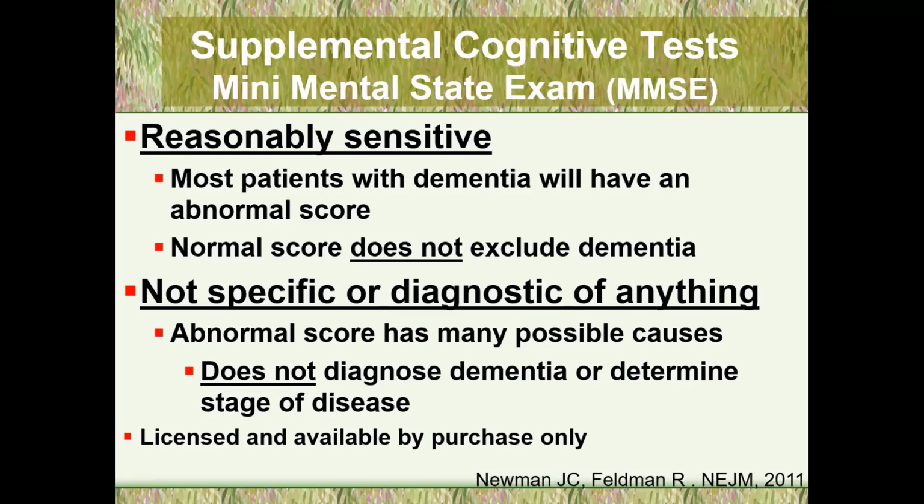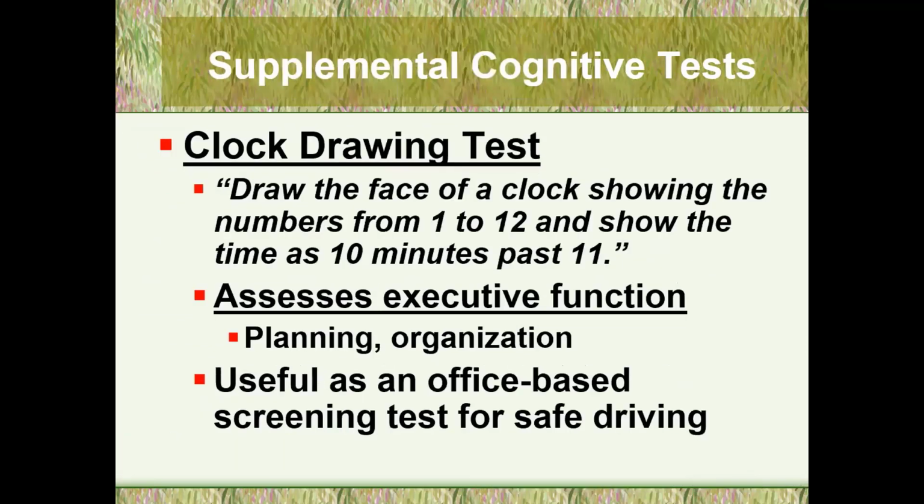Maybe they don't like me. They're not answering my questions. Maybe they have some secondary gain not to cooperate. Maybe they drank too much last night. Maybe they didn't sleep well. There's all kinds of reasons. So be very, very skeptical if your capacity evaluation just quotes any of these supplemental tests. And the mini mental is going to be the one you'll see most frequently. Next slide, please. The clock drawing test is another supplemental test that I find very helpful.